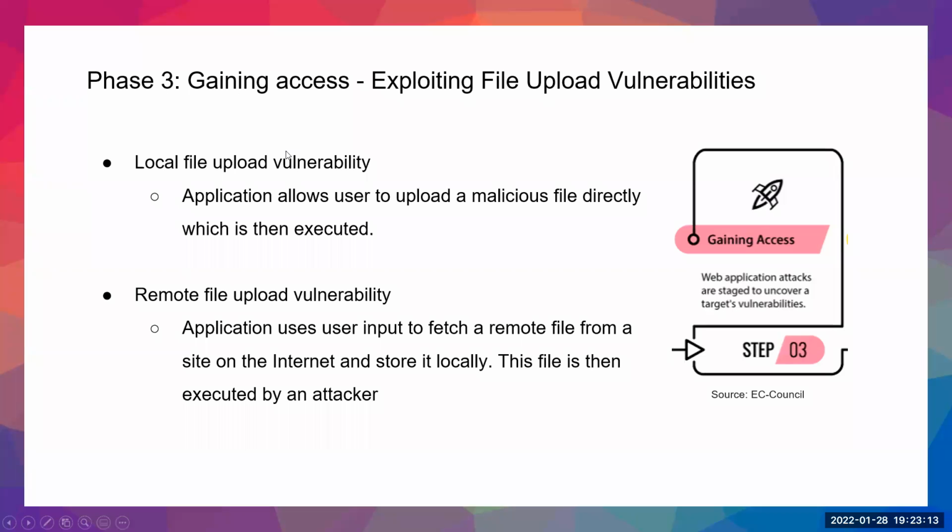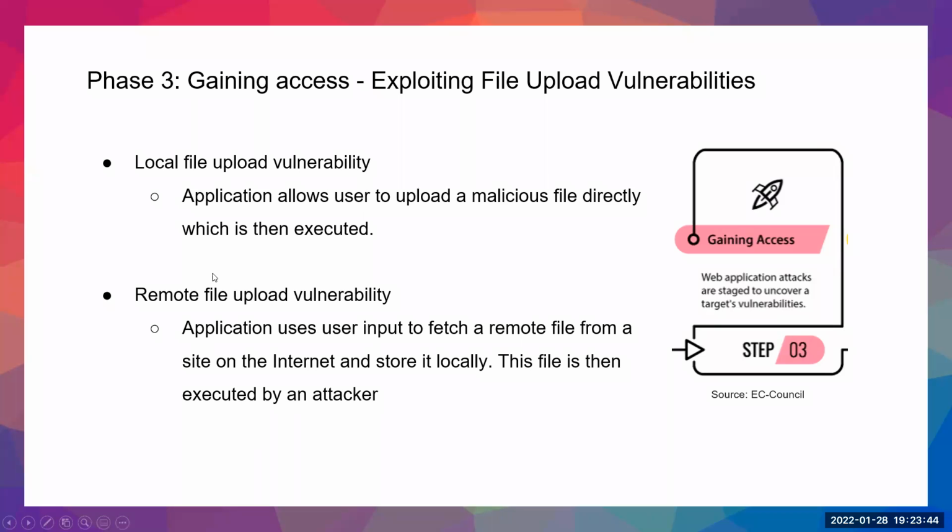So going back to the phases of ethical hacking, we are now at phase 3. Phase 3 is gaining access, as I mentioned. There are generally 2 ways we can further increase our access. Firstly, we can do a local file upload vulnerability. This allows the user or hacker to upload a malicious file directly, which will then immediately execute the connection between the website and your terminal.